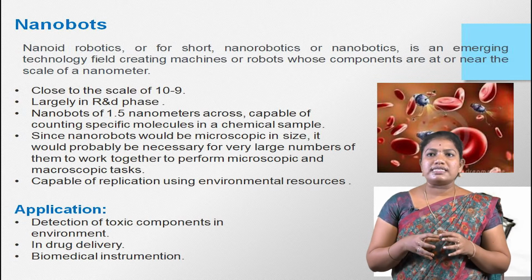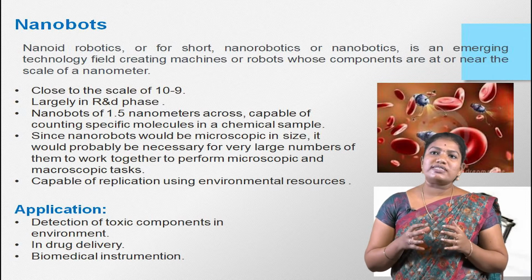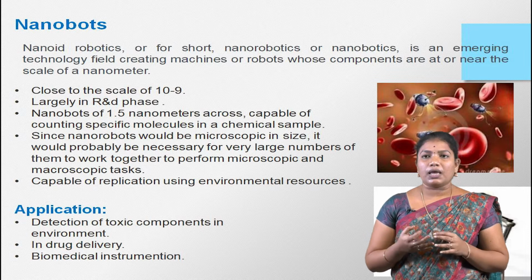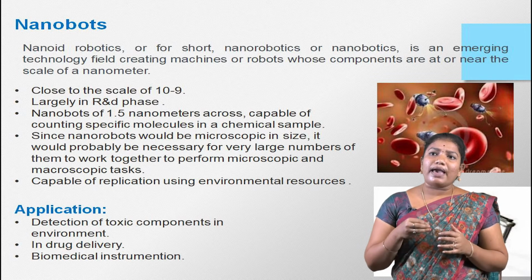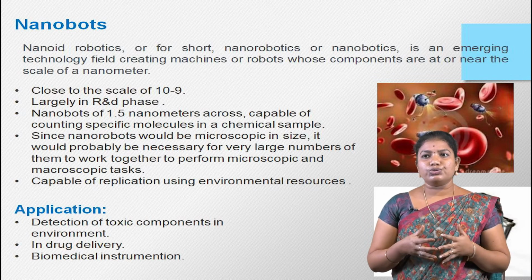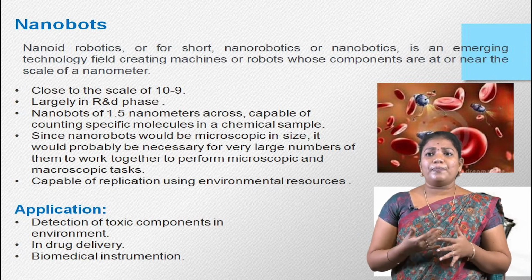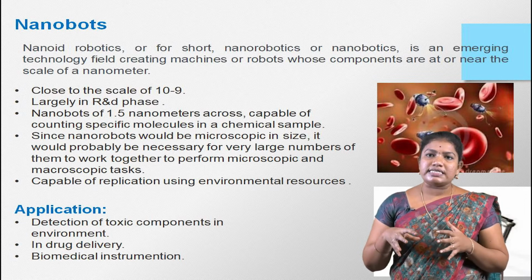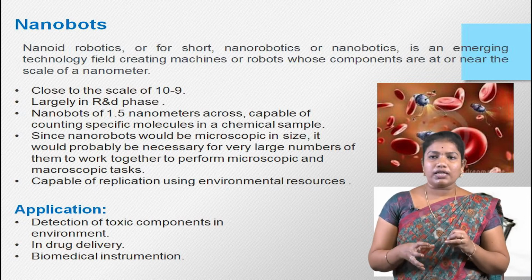Close to the scale of 1 to 9 nanometers, it is largely in the R&D phase, and nanorobots of 1.5 nanometers across are capable of counting specific molecules in a chemical sample. Since nanorobots would be microscopic in size, it would probably be necessary for a very large number of them to work together to perform microscopic and macroscopic tasks. They are capable of replication using environmental resources, and the applications of nanobots are detection of toxic components in the environment, drug delivery and biomedical instrumentation.